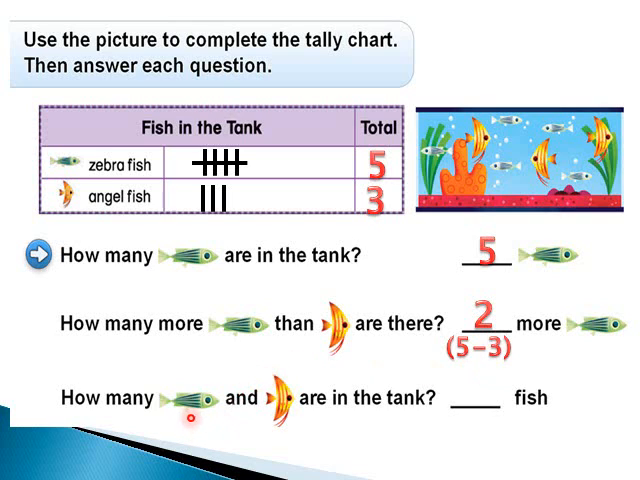How many zebra fish and angel fish are in the tank? So I want to know the total number of fish. So it's 5 plus 3, which is 8. So I have a total of 8 fish in this tank.